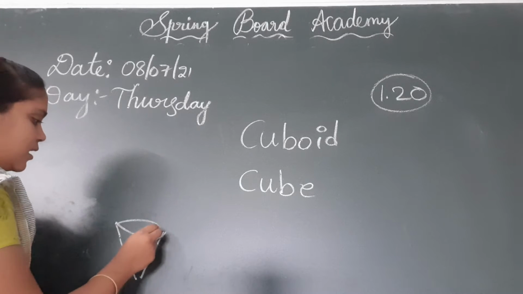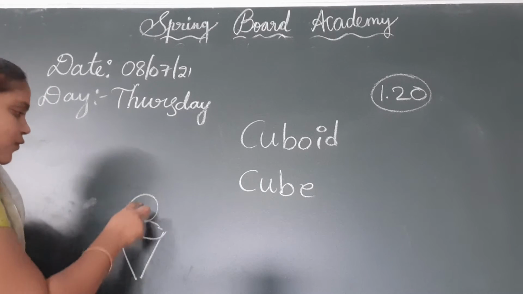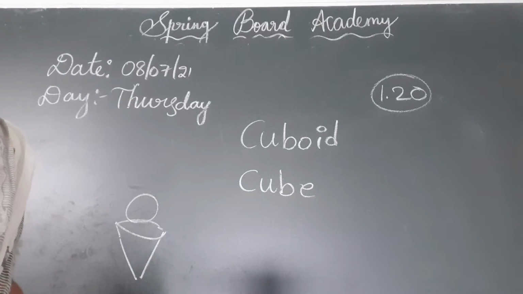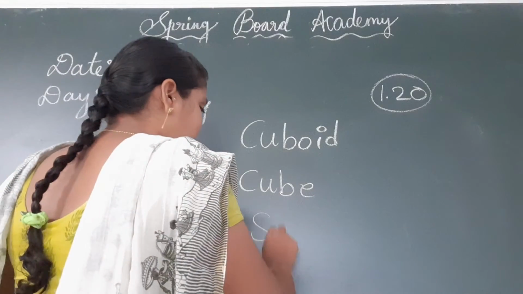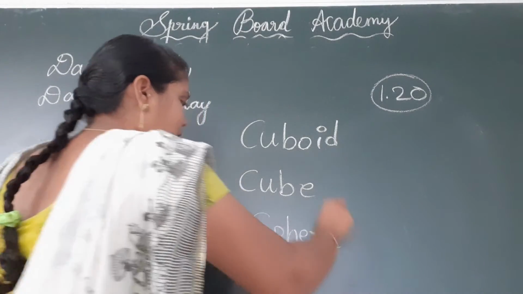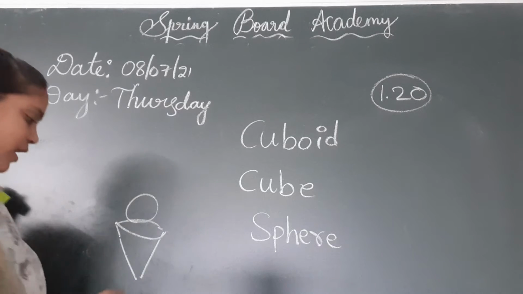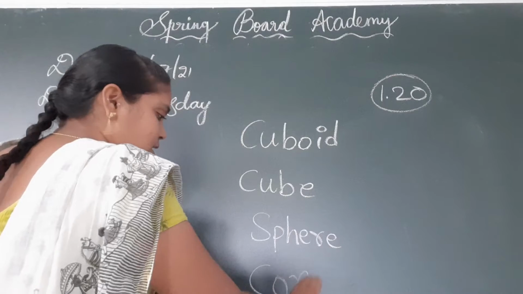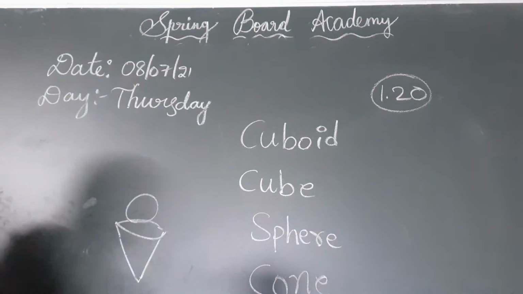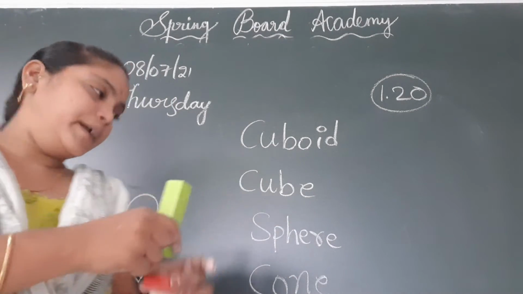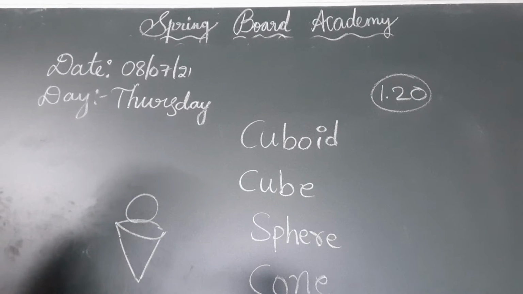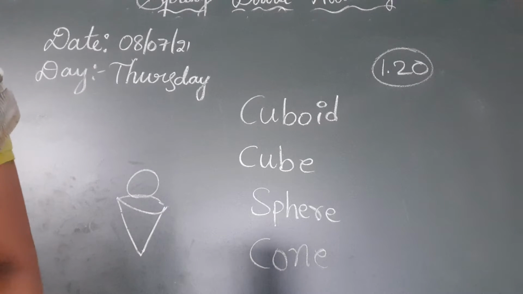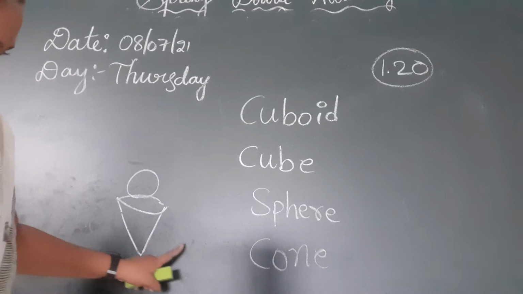Next shape is like this, children. What shape is it? Sphere. So write sphere, children. And what shape is this, children? Just now we have discussed, children, ice cream is an example of cone. So this is cone. First one cube, cuboid. And this is sphere and cone. So this is on page number 16, children.